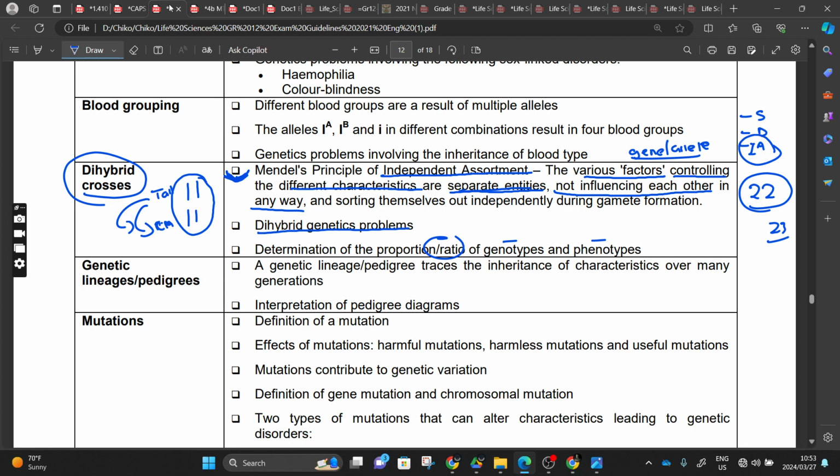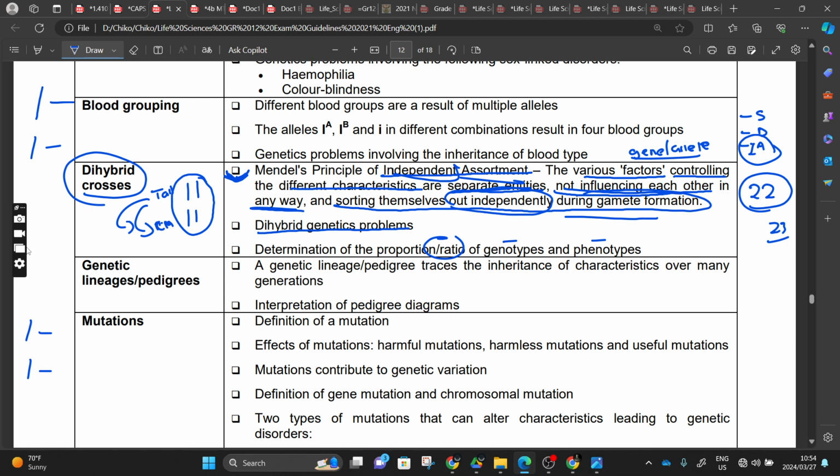They say not influencing each other in any way, and sorting themselves out independently during gamete formation. They sort themselves out independently, hence we say independent assortment during gametes. Here's the thing: because they are not influencing each other in any way, we find a tall black person and a tall white person, or we find a short black person or a short white person.